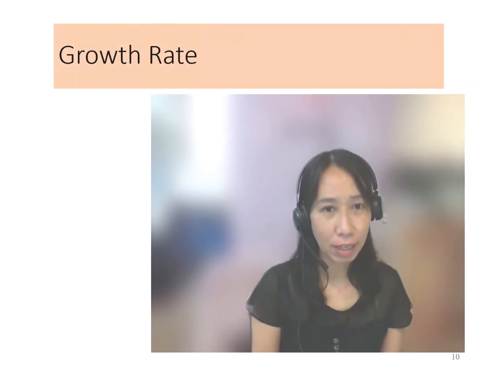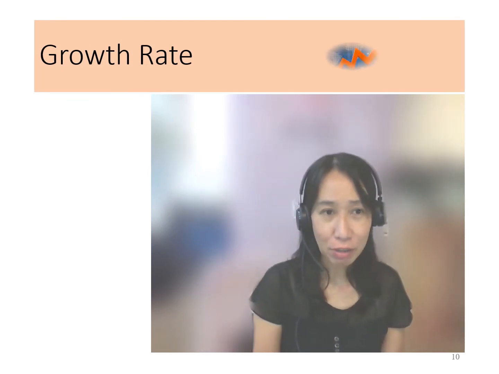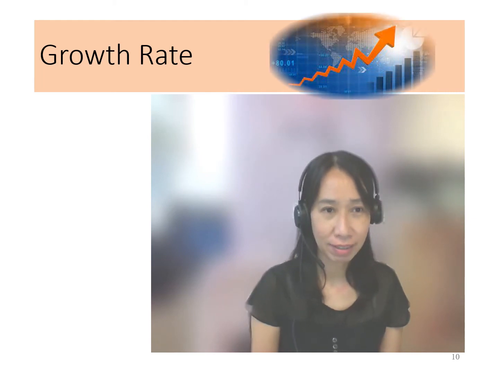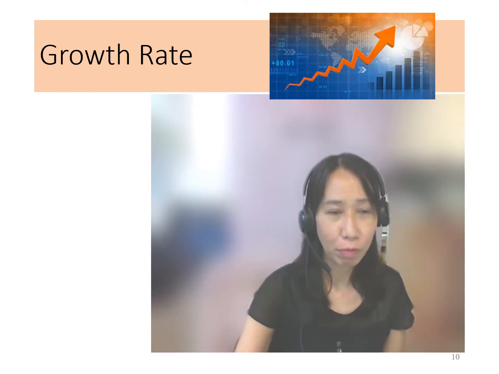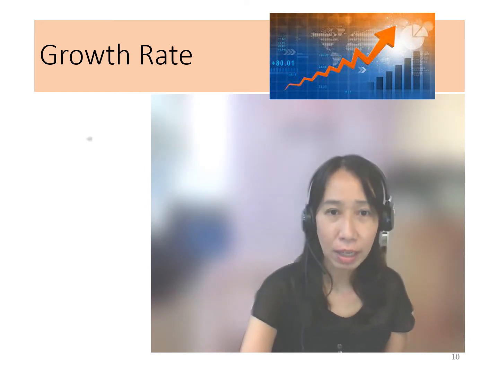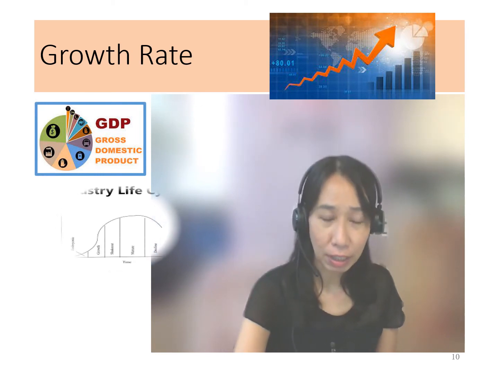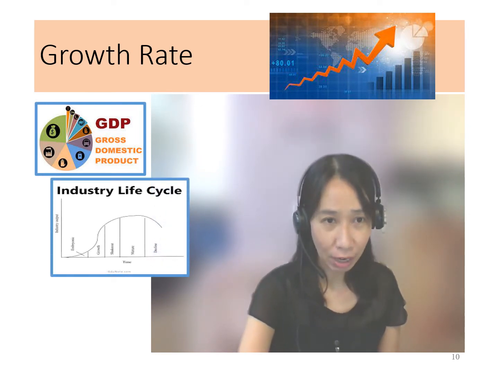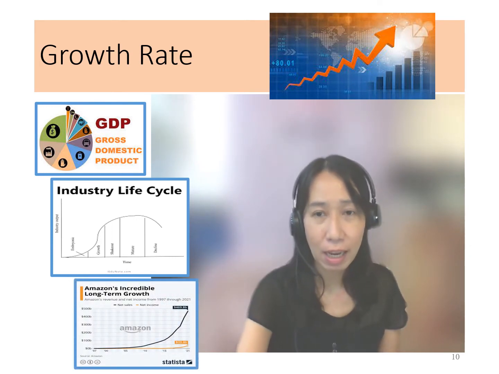How can we measure the growth rate of a company? Growth rate is subjectively determined. There is no right or wrong answer until the future reality arises. There are various methods used to forecast growth rate. For example, we can use the economic growth or industrial life cycle concept to determine the growth rate. We can also analyze the long-term historical growth rate of a company to determine its future growth rate.